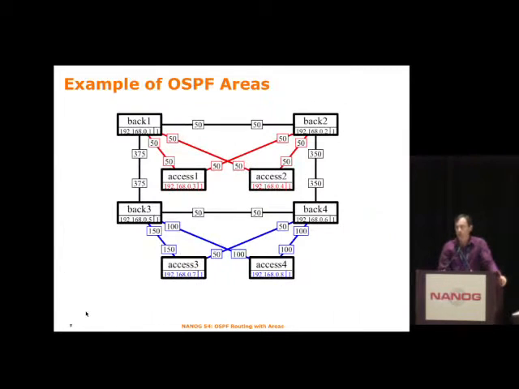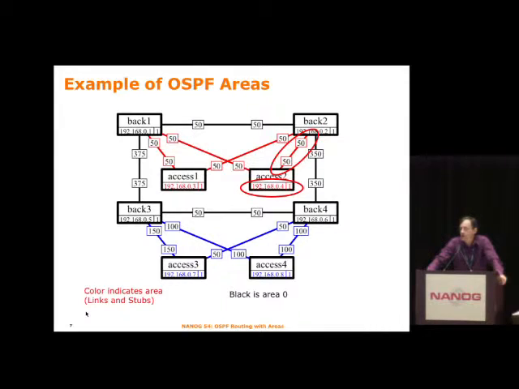So for example, in this, I've indicated the different areas by different colors. So black is going to be area 0. Other colors are non-zero areas. So we can see there that we have three different areas: the red area, the blue area, and the black. Stubs also are in areas, and so they're also indicated by the color they're in. Okay. And in this situation, the four back routers are the area border routers because they're the routers that have links in more than one area.